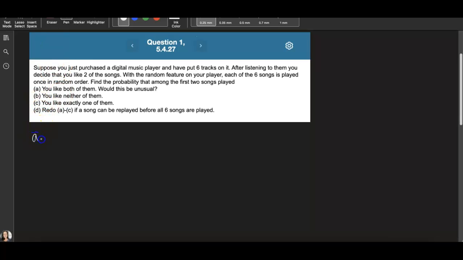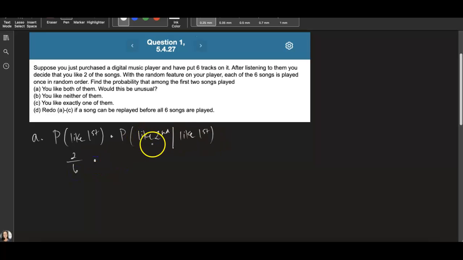So part A asks the probability that you like both of the first 2 songs. So that would be the probability that you like the first one times the probability that you like the second one, given that you like the first one. So the probability that we like the first song would be 2 out of 6. There's 2 songs that we like. There's 6 total songs. That one's pretty simple.